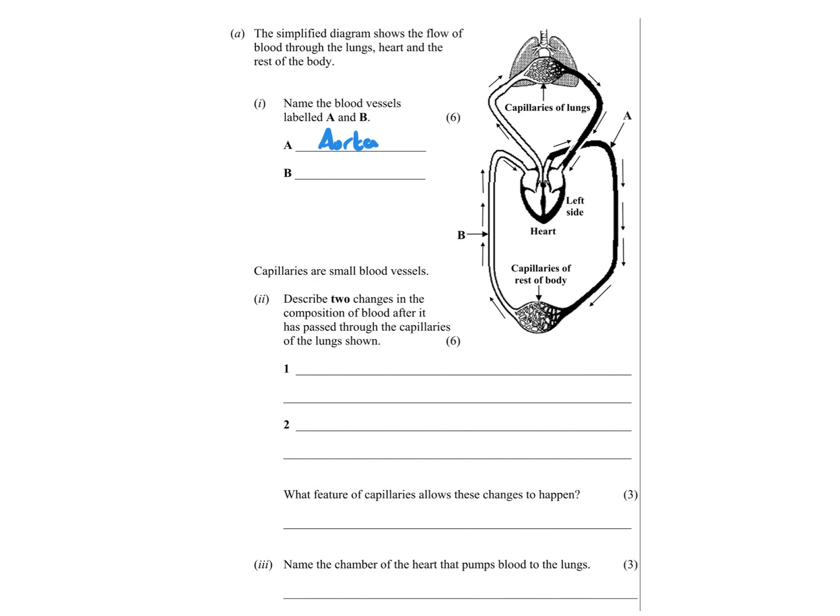And then for B, it's this one here, so it's bringing blood back to the heart, so we know it's going to be a vein. It's not the pulmonary vein because it's not associated with the lungs in this case, so the only other vein we have there is the vena cava.